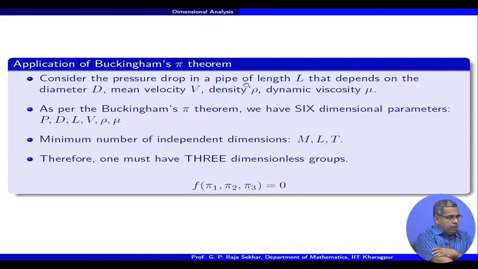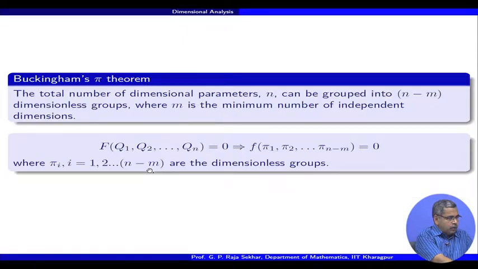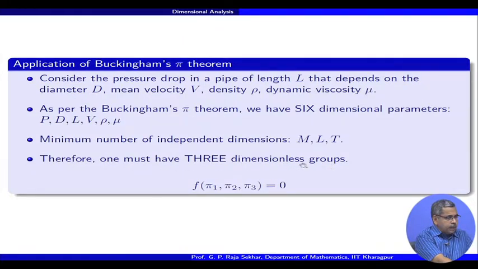Consider the pressure drop in a pipe of length L that depends on the diameter D, mean velocity V, density rho, and dynamic viscosity mu. Okay, please pay attention. We have various physical quantities: length, pressure drop, diameter, mean velocity, density, and dynamic viscosity. As per Buckingham's pi theorem, we have 6 dimensional parameters, and the minimum number of independent dimensions is 3: M, L, T. Therefore n minus m is 6 minus 3, so we must have 3 dimensionless groups, given by pi 1, pi 2, pi 3.